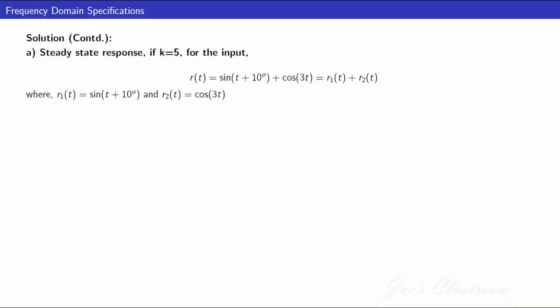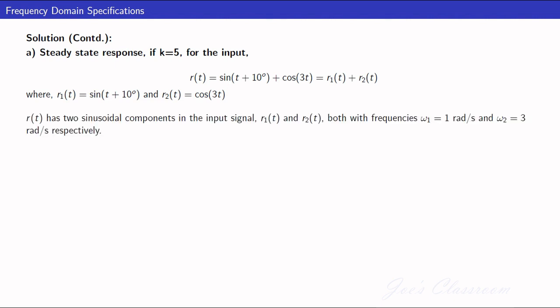So we will move on to the first subdivision. In the first subdivision, we need to find the steady state response for the input. As I said, that input has two components, both sinusoidal in nature. Let me call the first component R1(t) and the second component R2(t). R1(t) is equal to sin(t + 10 degrees), and R2(t) is equal to cos 3t.